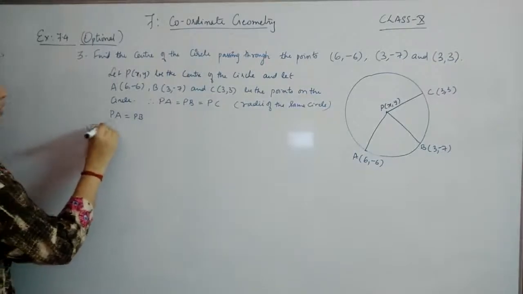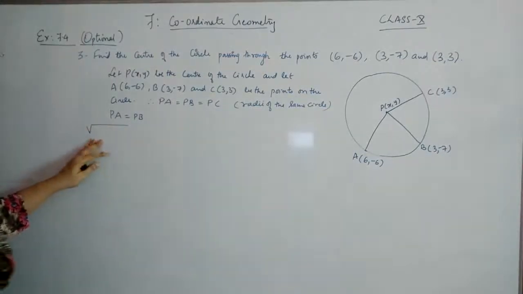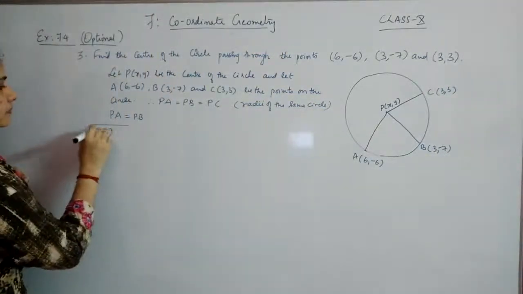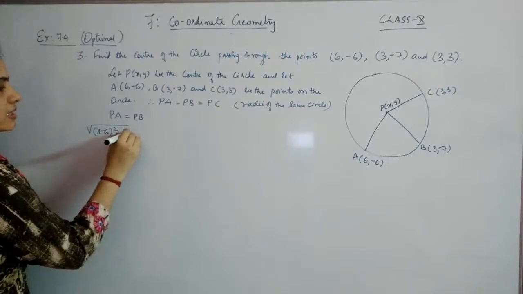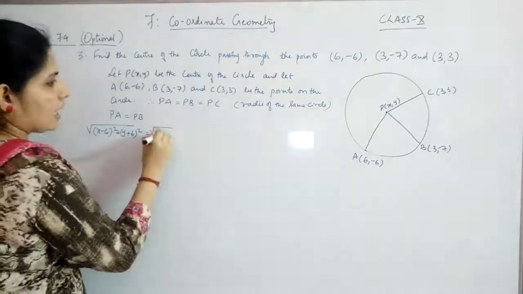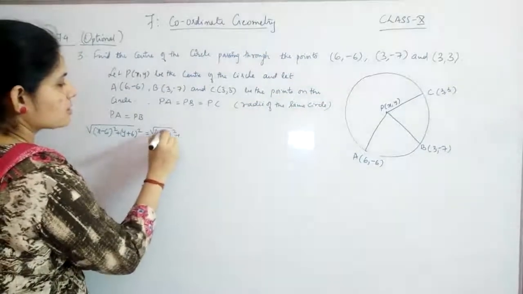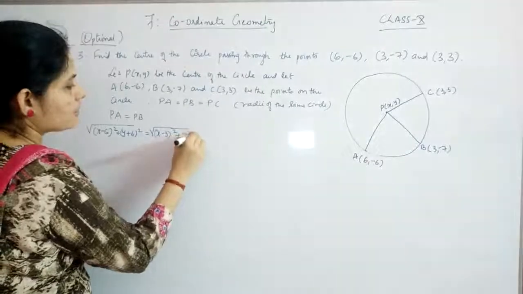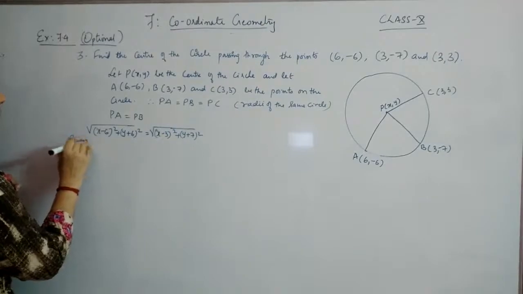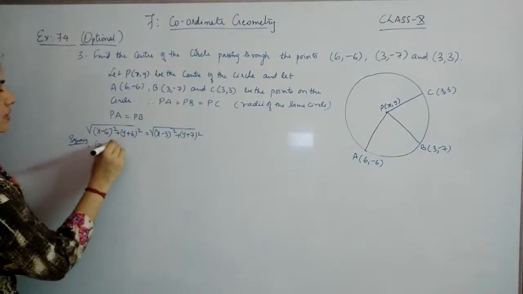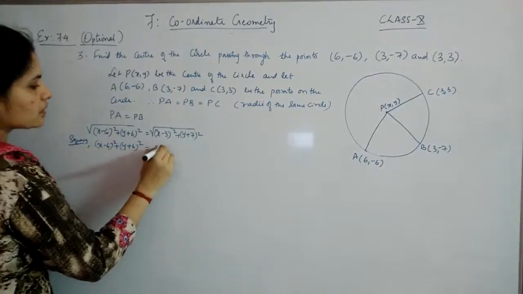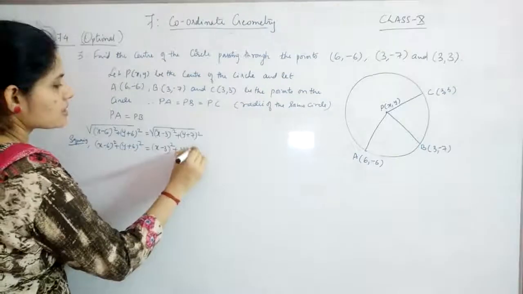Okay. The definition for PA, what is that? Using distance formula, what you will get? PA will give you root of x minus 6 the whole square plus y minus of minus 6, which is y plus 6 the whole square, is equal to root of, what is PB? x minus 3 the whole square plus y plus 7 the whole square. Squaring both sides, we will get x minus 6 the whole square plus y plus 6 the whole square is equal to x minus 3 the whole square plus y plus 7 the whole square.